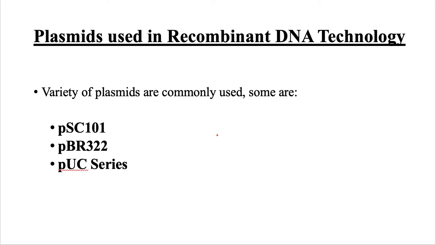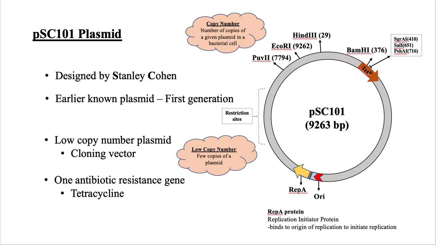However, I have just taken some example plasmids. There are so many plasmids, but I have taken only three that are generally used as cloning vehicles. They just make many copies of our gene of interest when we insert it into these vectors. The first plasmid is pSC101, the other one is pBR322, and the third one is the pUC series vector. This one is the pSC101 plasmid.